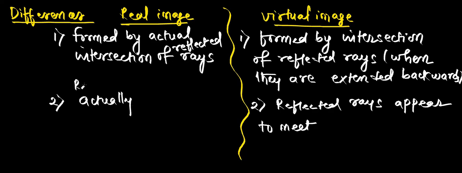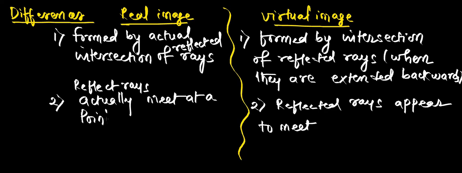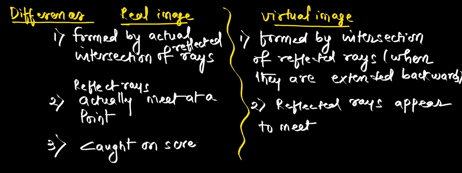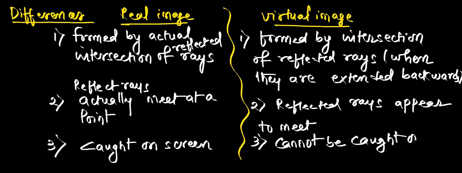Reflected rays actually meet at a point. It can be caught on a screen. Exactly. So actually meet in the sense you can catch it on the screen. So a real image can be caught on screen. But a virtual image cannot be caught on screen.